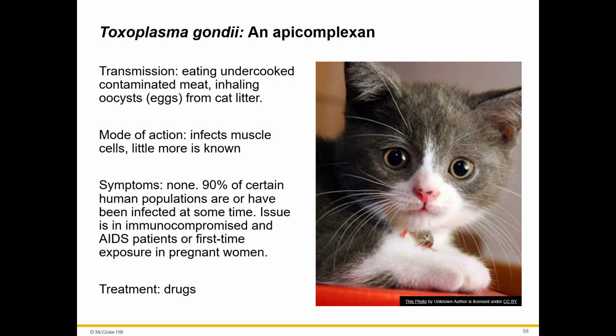Unfortunately for pregnant women, the drugs harm the baby. So if you get this and you're pregnant, there's going to be harm to the baby. So it's better to just stay away from a litter box. If you have a cat that goes outside, or if there's any chance that this cat could be infected with this, then you want to stay away from the litter box if you're pregnant.